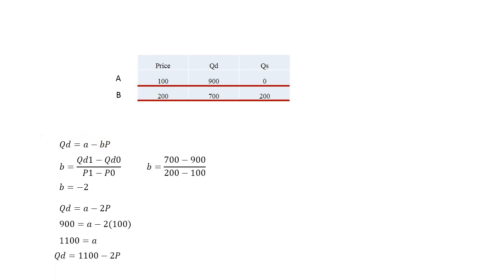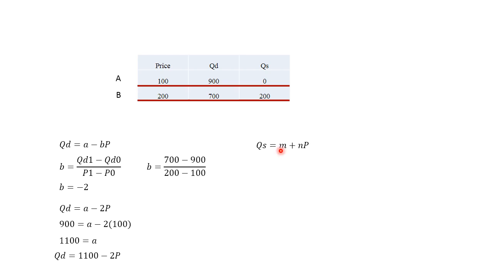Okay, then you will get QD is equal to 1100 minus 2P. Once you have got your demand function, what you have to do is find your supply function. You have to do the same thing as what you have already done for the demand function. Now we are going to find the supply function.